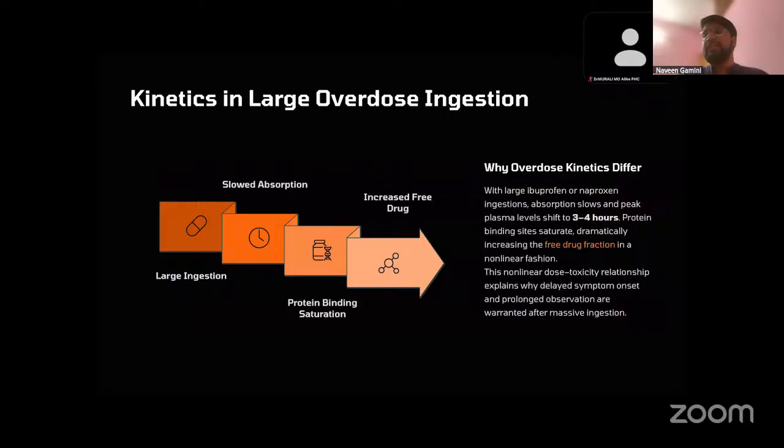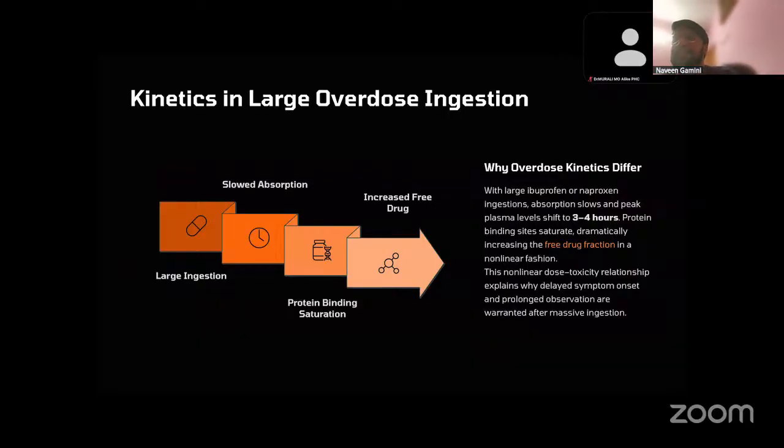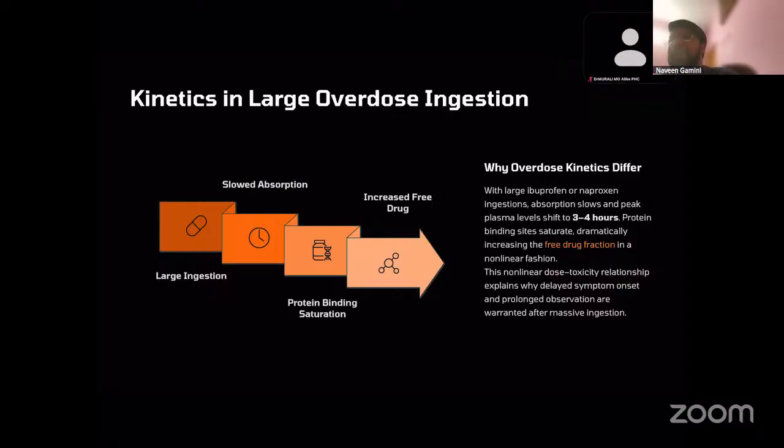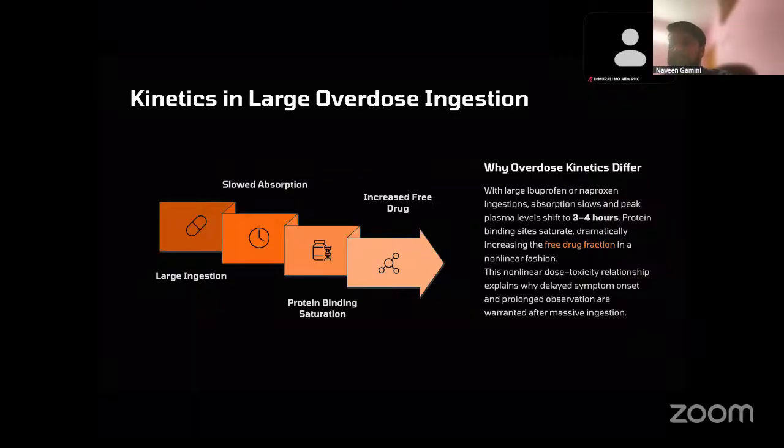In large overdose ingestion of ibuprofen or naproxen, the absorption will slow and peak plasma levels will shift to 3 to 4 hours. It will not be a linear graph because the protein binding sites saturate, dramatically increasing the free drug fraction in a non-linear fashion. So the drug binding sites will saturate, and it will be a non-linear graph.